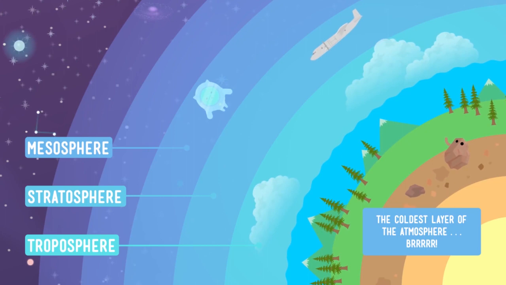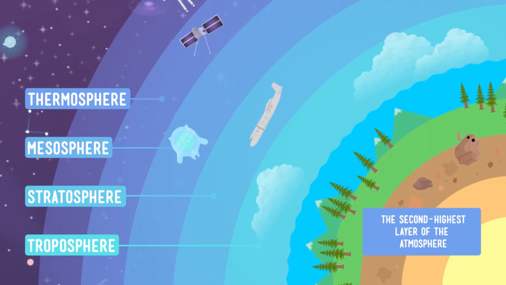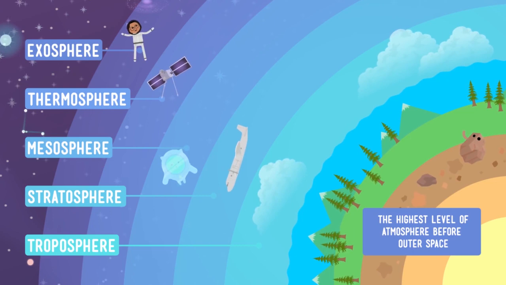There's almost no breathable air up there, and even less in the thermosphere above it, where you might bump into some satellites flying around the planet. The last layer of the atmosphere is the exosphere. That's the highest you can go and still be on Earth. Once you leave the exosphere, you're officially in space, baby. Now, these two spheres can be kind of hard to tell apart, so let's investigate at the beach.